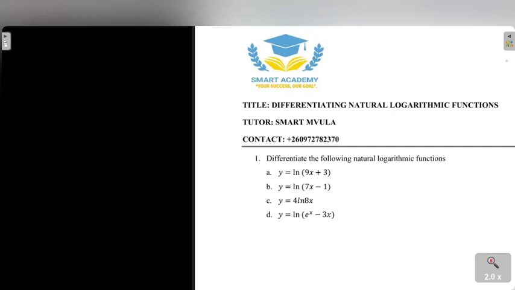Hello viewers, today we are differentiating natural logarithmic functions. So we just have one question which is saying differentiate the following natural logarithmic functions.